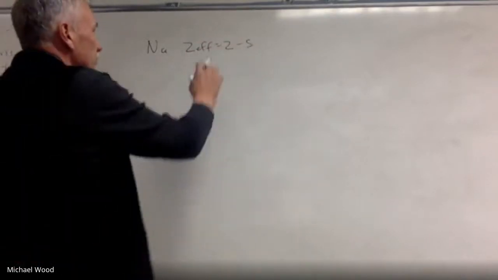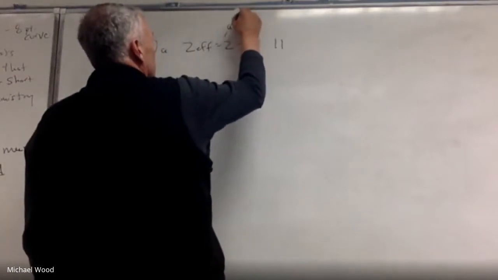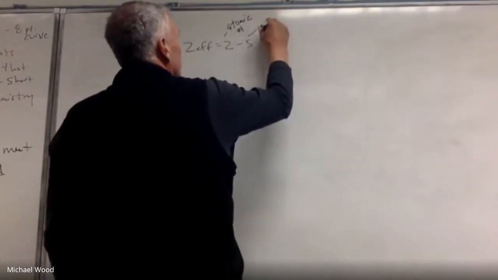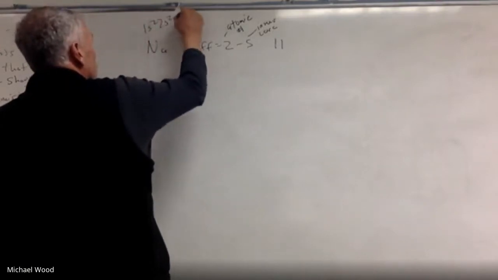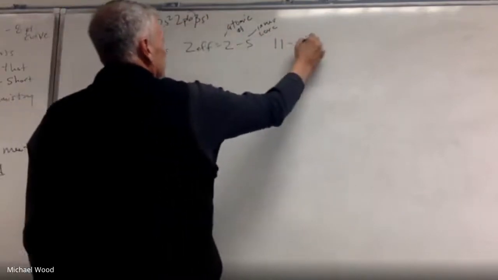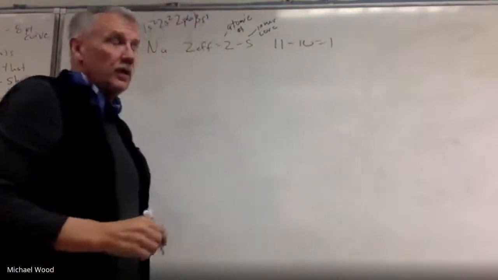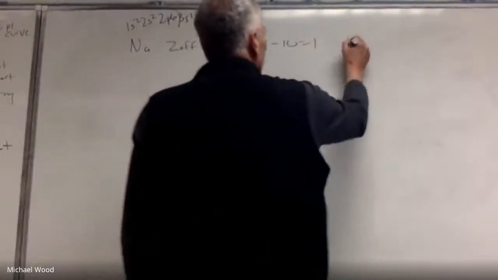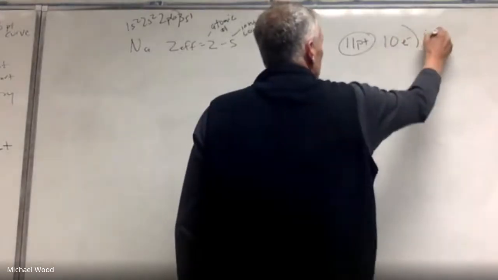For sodium, its atomic number is 11. And S is the number of inner core electrons. If we did the electron configuration for sodium, it'd be 1s2, 2s2, 2p6, 3s1, so its inner core electrons are 10, since 2 plus 2 plus 6 is 10. So its Zeff is 1. If I make a visual of that, I have 11 protons in the nucleus, and there are 10 electrons shielding this one electron.